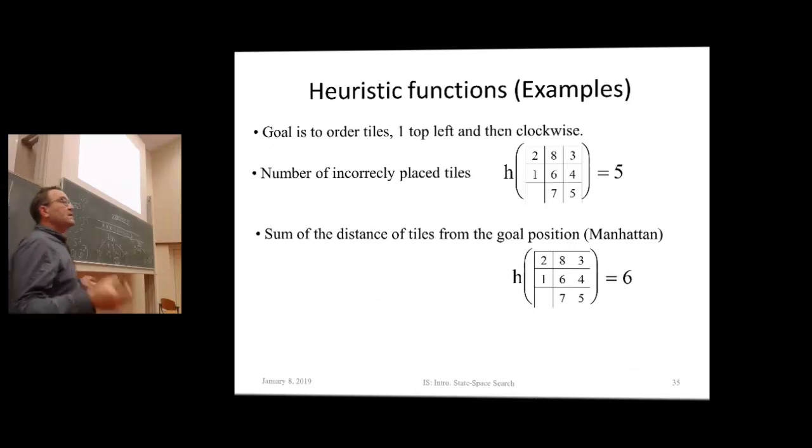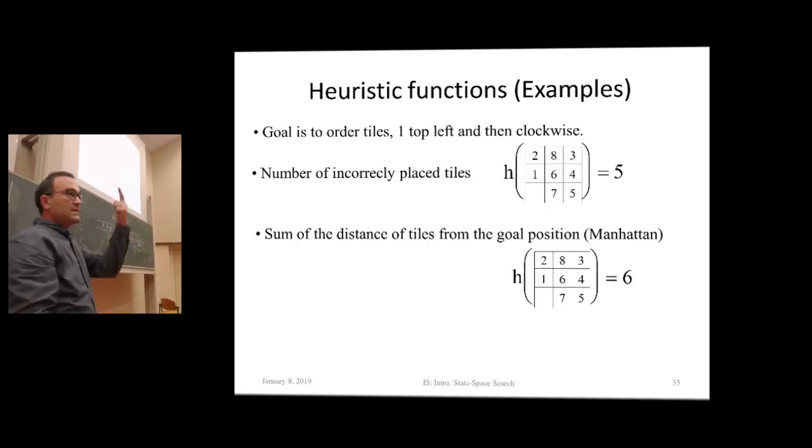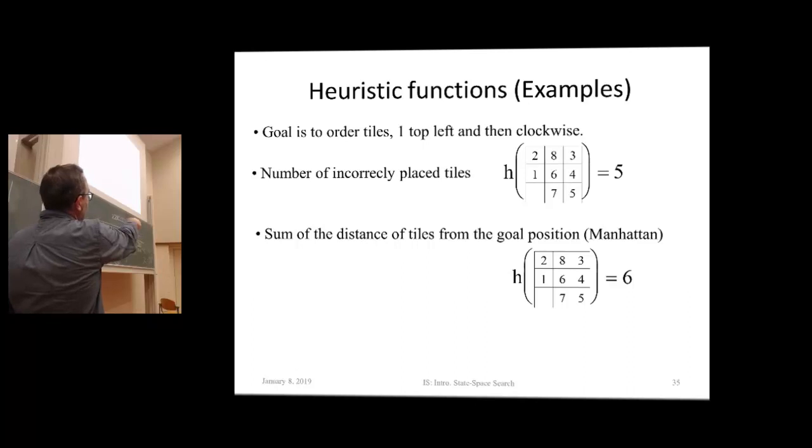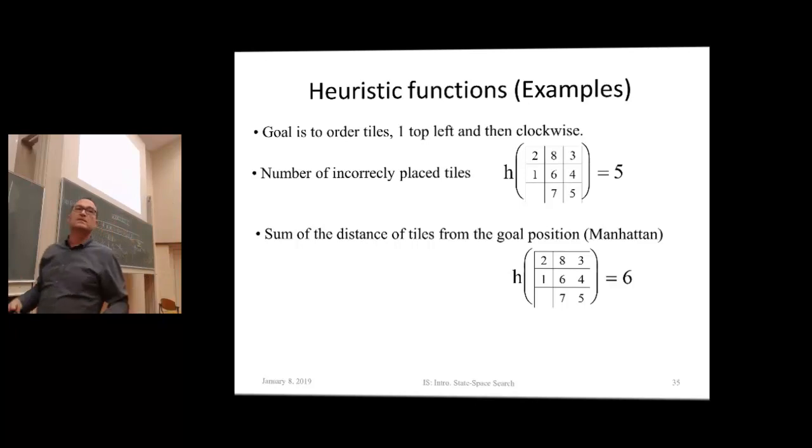There is a different heuristic, and that could be the sum of the distances of the tiles from the goal position in a Manhattan way. So how many moves do I need to make to get the 1, for example, to its right position? I need to move the 1 up, that is 1. I need to move the 2 to the right, that is 1 more. 3, 4, and 5 are correct. The 7 moves here, that is another one. And the 6 moves down. And I think the 8 also has to move. So we get to the 6 moves that we need to make in order to get there.